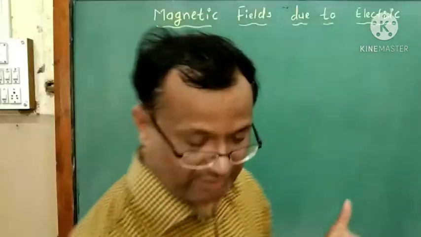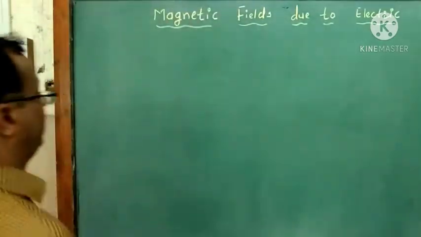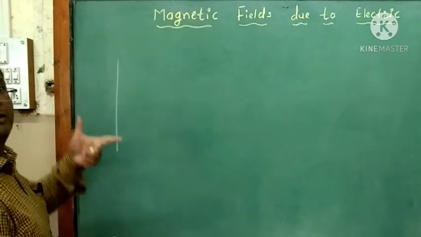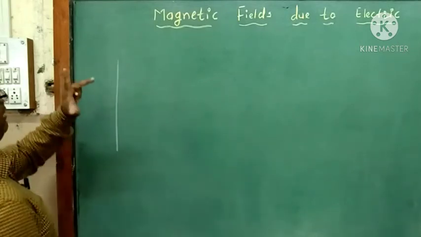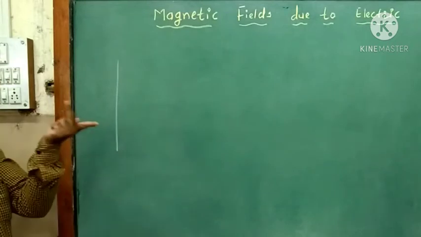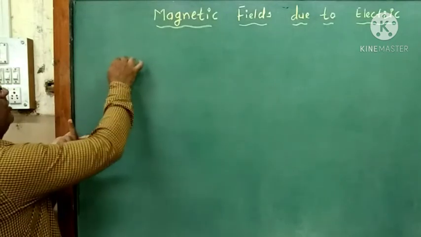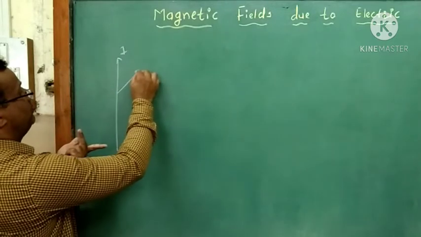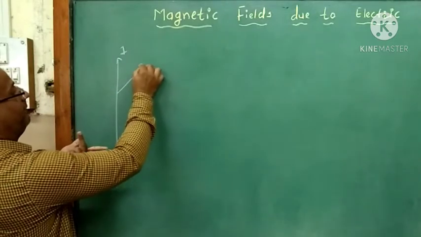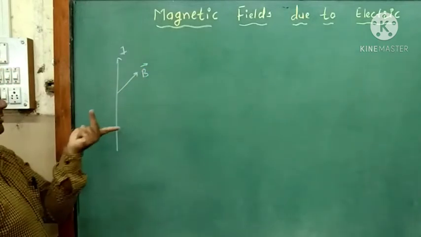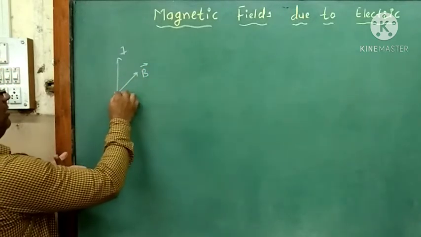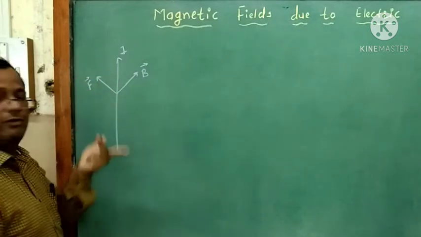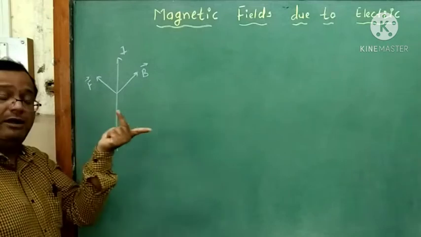Let us see the diagram of that. Suppose this is the conductor. Suppose along this direction the current flows. Now this is the direction of magnetic field B. Then the direction of force is along this direction. Now this will be the force. Right? So this is as per the left hand rule.